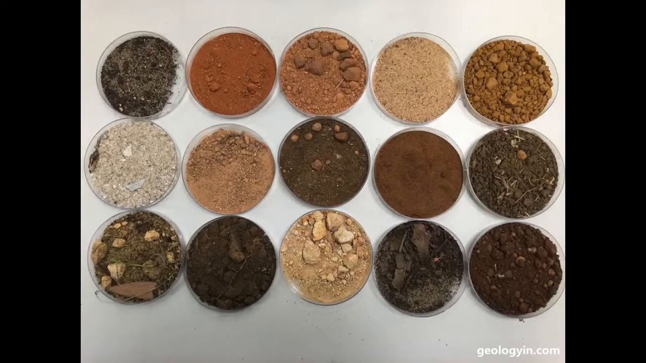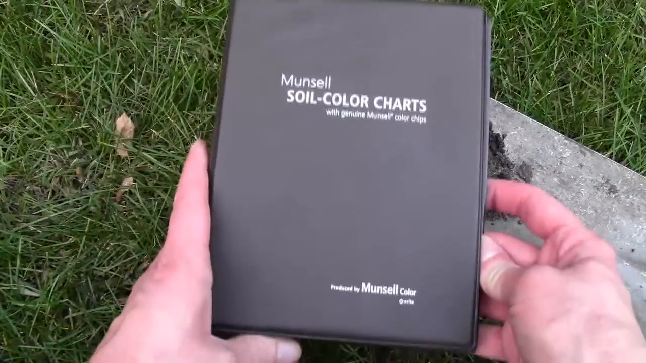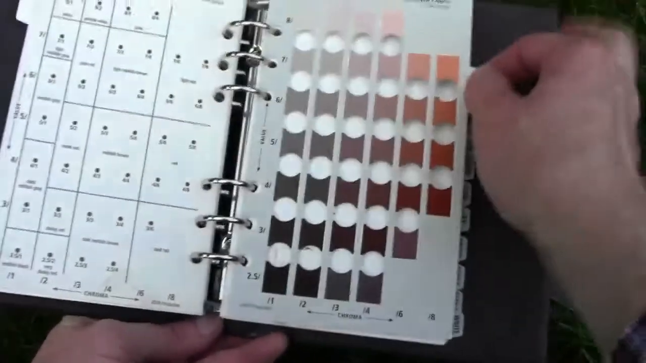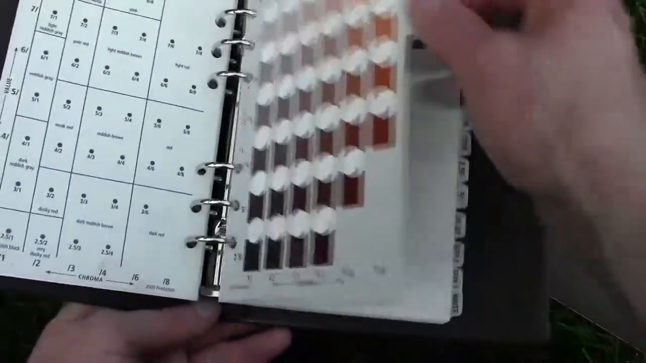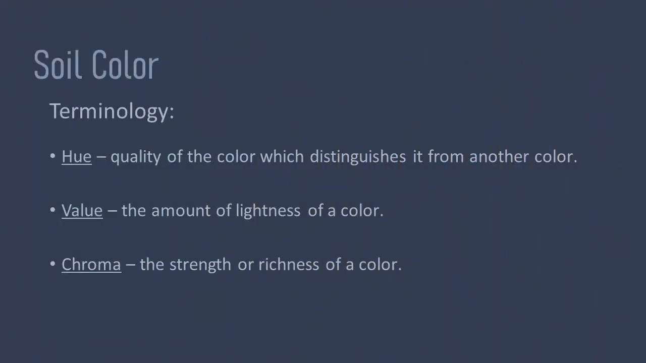The color of a soil is determined by many factors, including parent material and the amounts of iron oxides and organic matter. To determine the color of a soil, we most commonly use the Munsell color system. This system allows us to give a color a specific nomenclature, which is determined by its hue, value, and chroma. The hue refers to the quality of the color, which distinguishes it from another color. The value refers to the amount of lightness of a color, and the chroma refers to the strength or richness of a color.